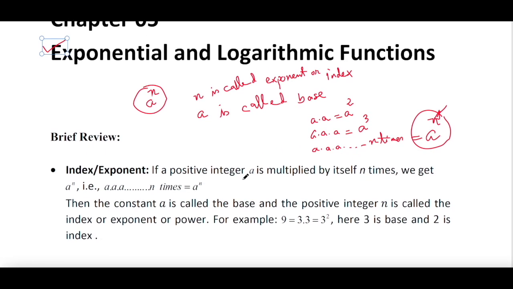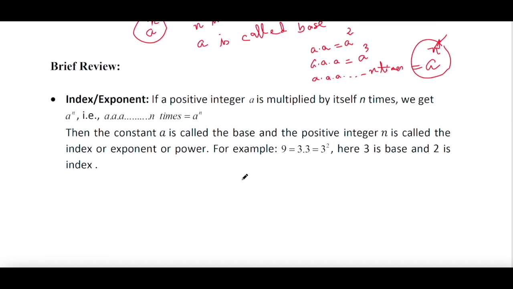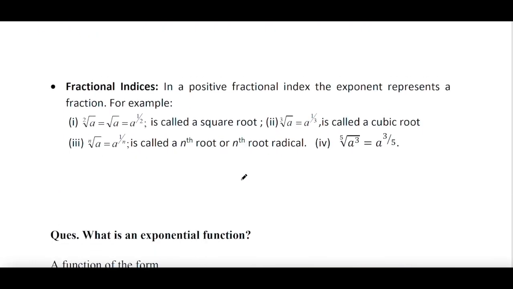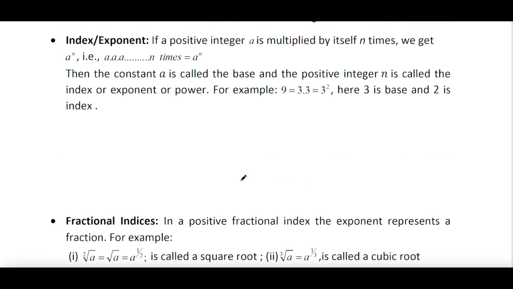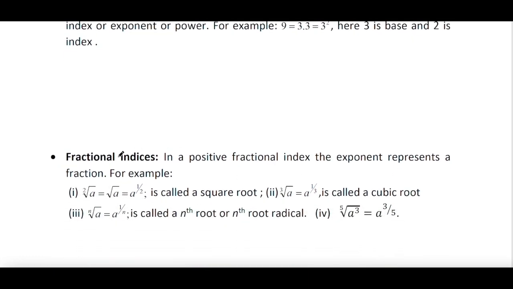And exponent can be a fraction, which is called fractional indices or fractional exponents. For example, this symbol we use as a square root. We say square root of a, or actually a to the power half. Square root means a to the power half. Here half is the exponent. So exponent can be a fraction.